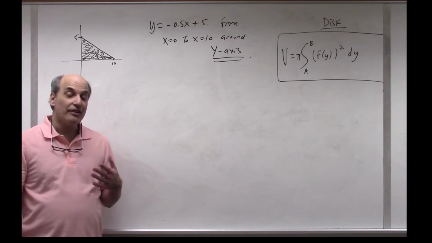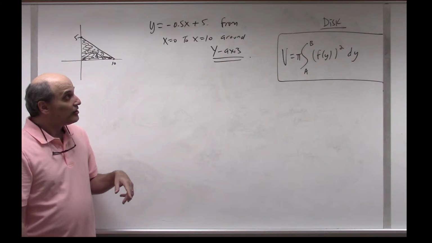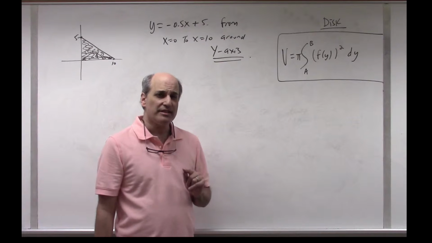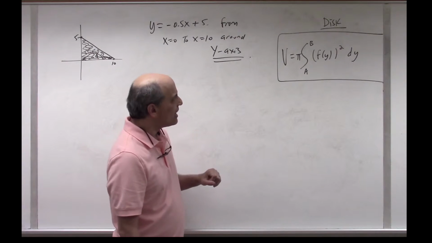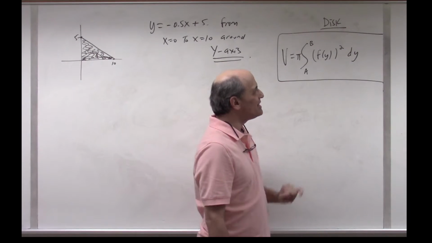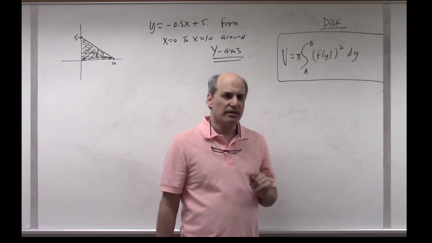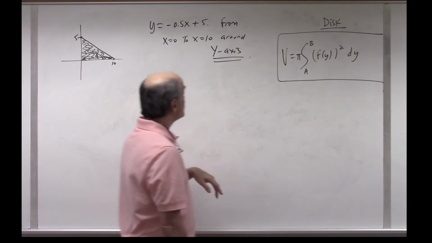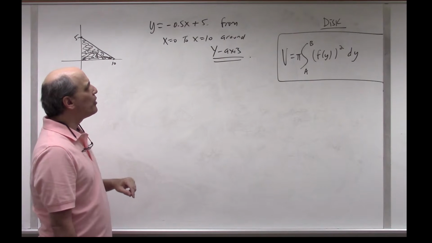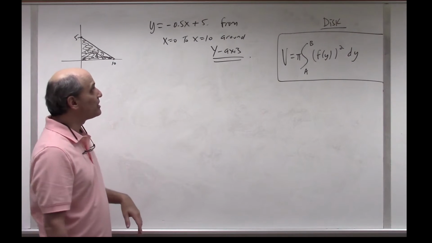All right, so let's do some examples revolving around the y-axis. First, let's do a disk revolving around the y-axis. If you're using the disk and washer approach, when you're revolving around the y-axis, you have to integrate dy, which means you need the function in terms of y. So the region we're looking at is the straight line y equals negative 0.5x plus 5. That's y equals negative 1/2 x plus 5.